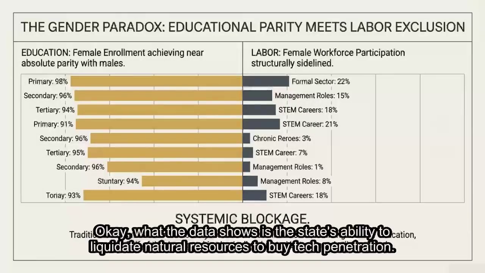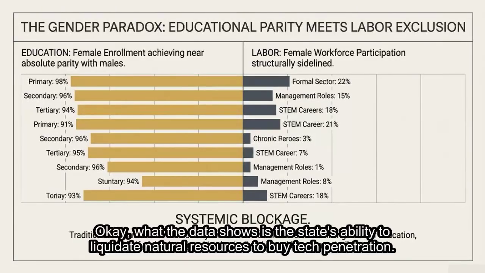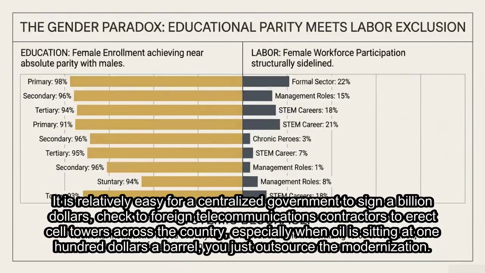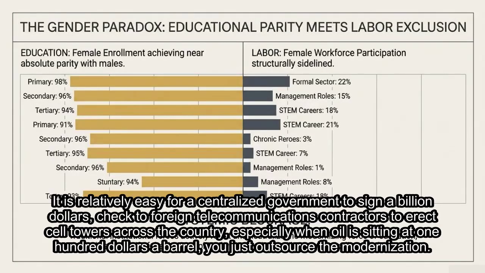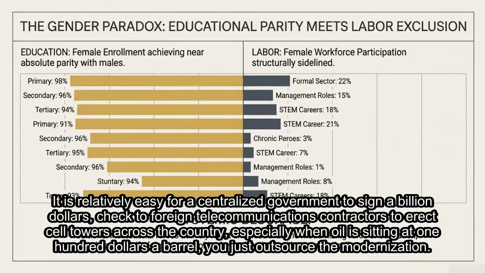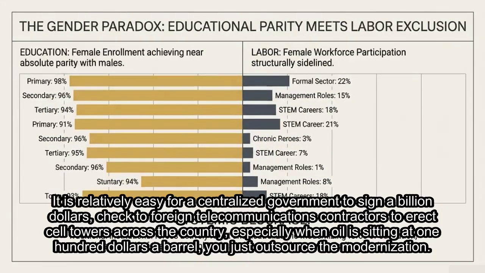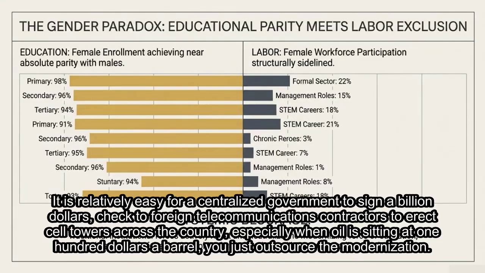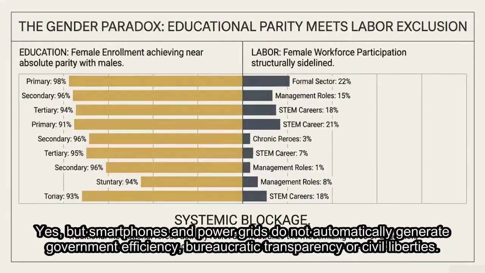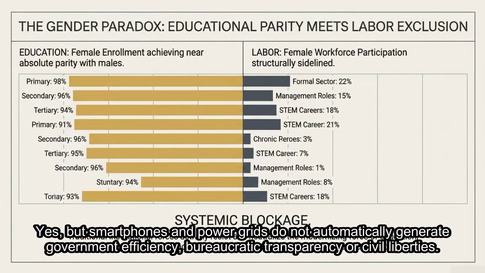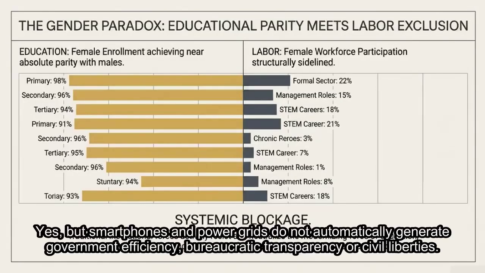It's a very common misconception, and it's crucial we clarify this illusion. Hardware is not governance. What the data shows is the state's ability to liquidate natural resources to buy tech penetration. It is relatively easy for a centralized government to sign a $1 billion check to foreign telecommunications contractors to erect cell towers across the country, especially when oil is sitting at $100 a barrel. You just outsource the modernization.